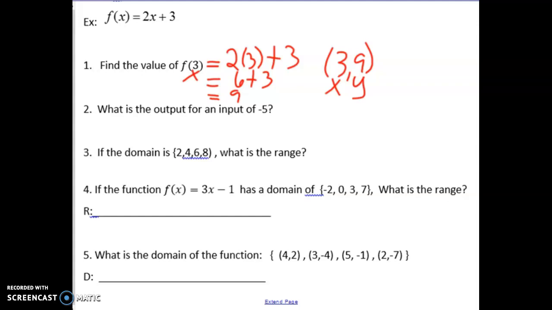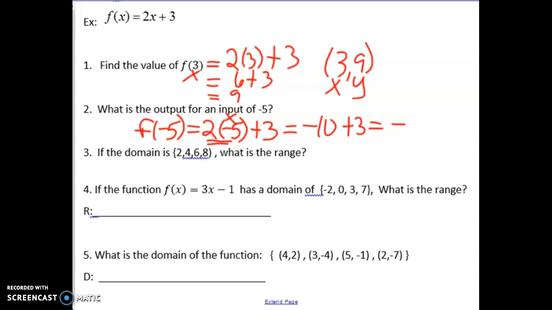Another question, but it's very similar. What is the output for an input of -5? So input x, and that means we're going to do f of -5 equaling 2, not x anymore, but -5, plus 3. So they've just changed the input. We're just going to call somebody else. Sometimes you're going to see these written horizontally. I want to show you that. I'm not trying to confuse you. Just show you another way how this would be done, where we would multiply first here, get -10, add the 3, and end up with an output of -7, or a y value.